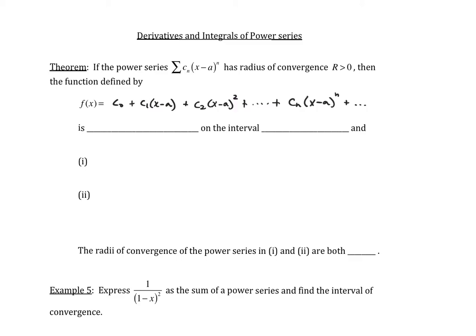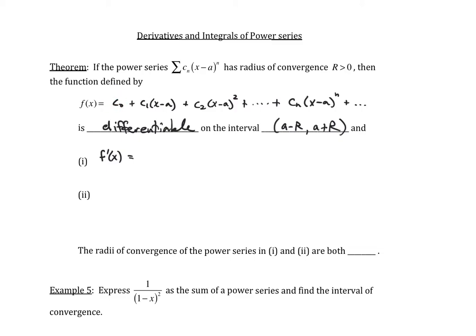The first part of our theorem basically says that this function is differentiable, meaning it has a derivative, on the interval from a minus R to a plus R, which is its radius of convergence. And we can calculate what the derivative is by differentiating term by term. So our f prime of x is going to be equal to, the derivative of the c0 term is going to be 0 because that's just a constant.